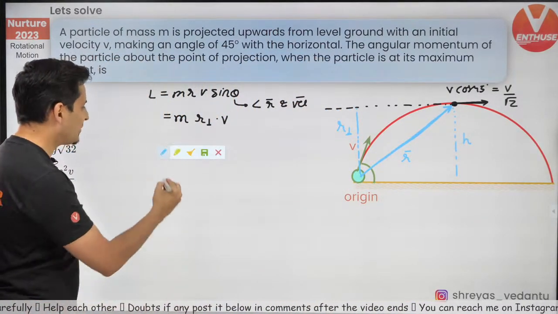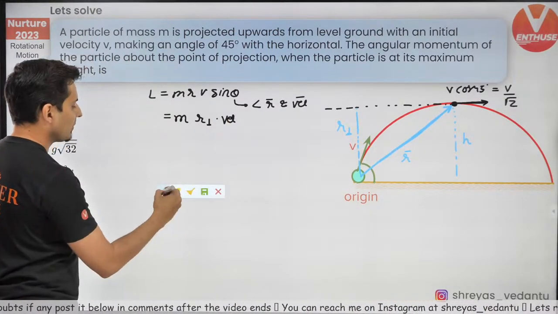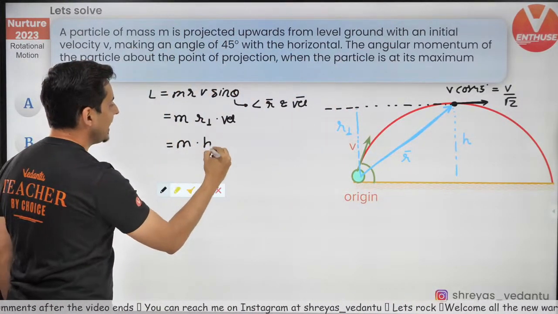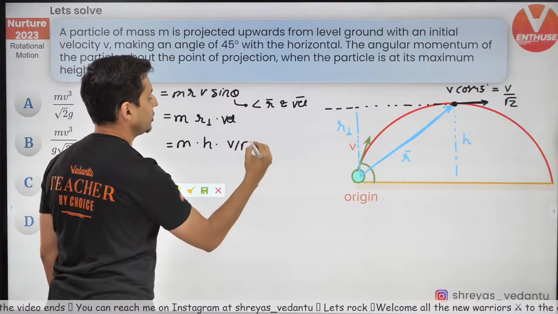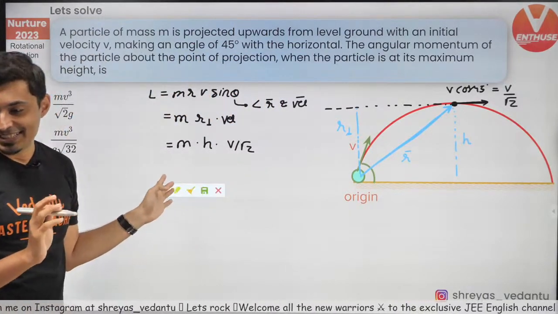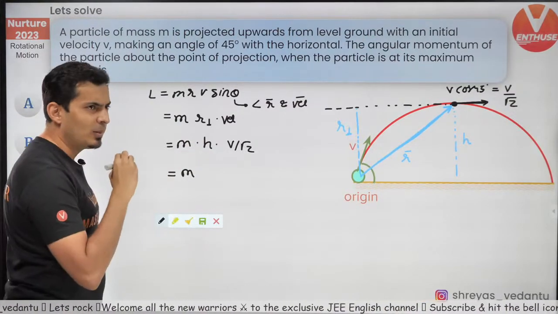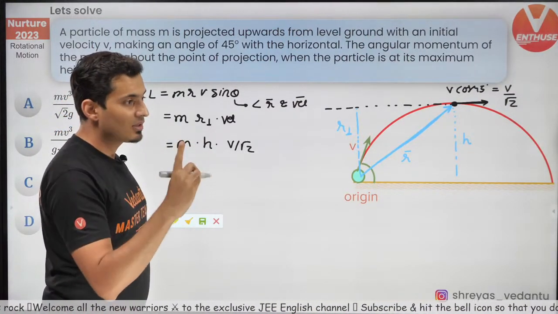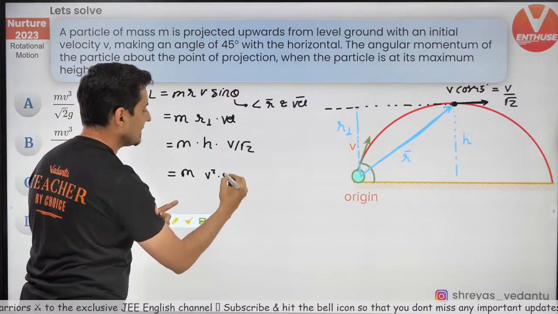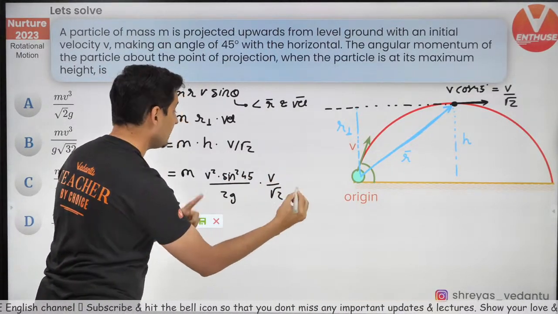So this problem has now converted into: this perpendicular is the same as the maximum height h, into the velocity, which is v by root 2 at that point. Isn't it crazy? Now you just solve the problem. Height formula. What's the height formula? v square sine square theta by 2g. So it's v square sine square 45 divided by 2g, into v divided by root 2.